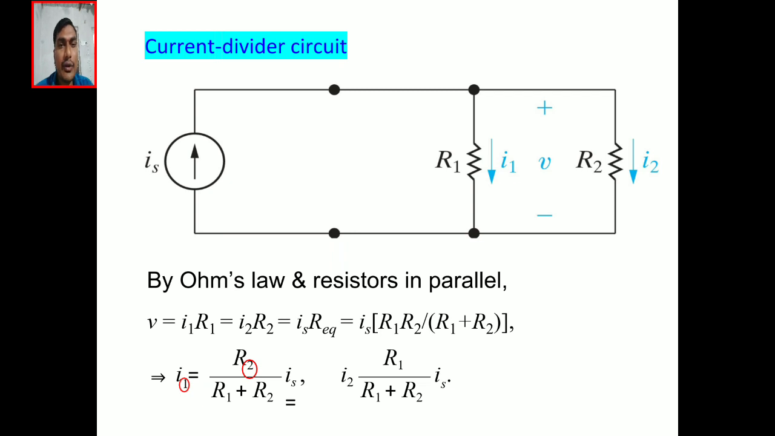V equal to I1 into R1 is equal to I2 into R2 is equal to IS into R equivalent. Because IS means total supply current, R equivalent means the parallel combination. When two resistors are connected in parallel, the total resistance is R1 R2 by R1 plus R2. So what is I1? From this we can find I1 equal to V by R1.